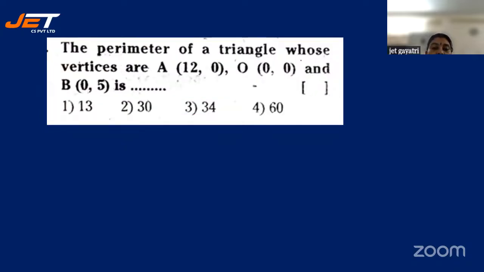The perimeter of a triangle whose vertices are A is 12, 0, O is 0, 0, and B is 0, 5. All right. What is the perimeter? Yes, so I'm sure you will be able to do this. What is the perimeter?